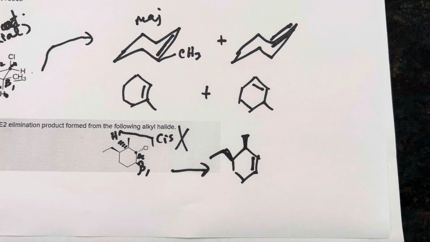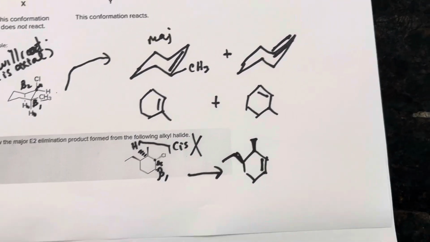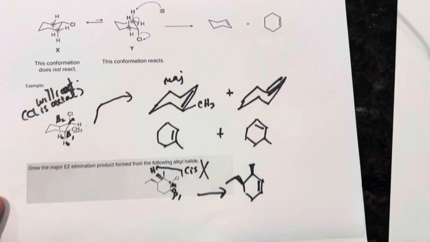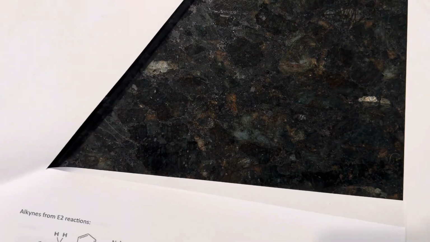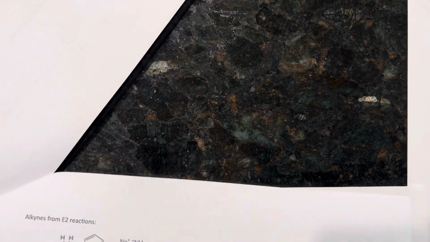So anytime you have stereochemistry, take a good hard look at it and make sure that the hydrogen is on the opposite side of the halide. Otherwise it won't react. Ooh, this is fun stuff. I think this is intuitive. You guys will knock this out.